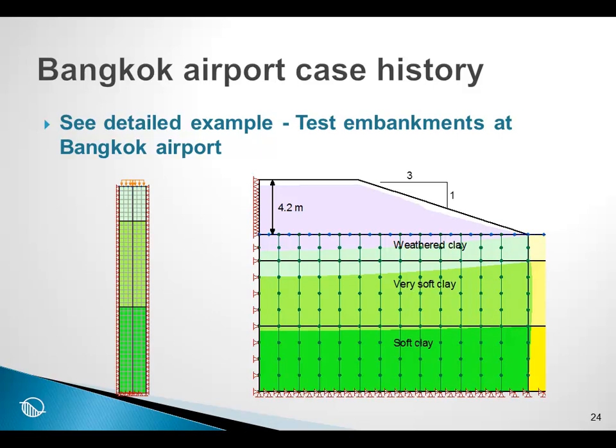So this brings us to the end of this example where we have used interface elements and shown how we can use SIGMA/W to model features like wick drains.